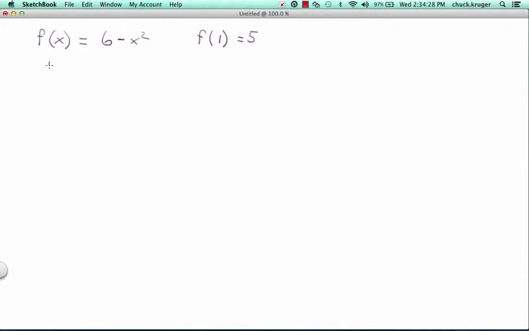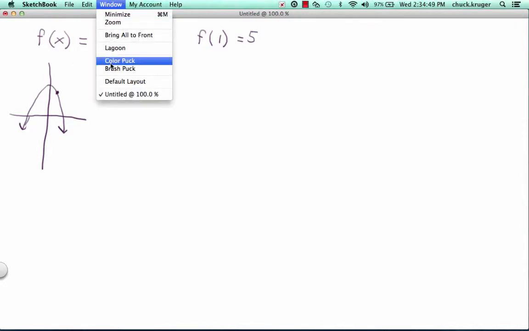So if I would graph this, here I have this graph. It's a parabola going down this way and a parabola going down this way. And I have this point 1 comma 5, which is approximately right here.